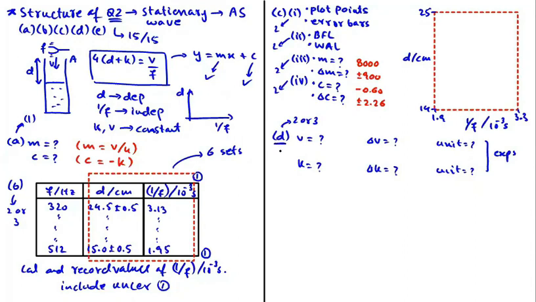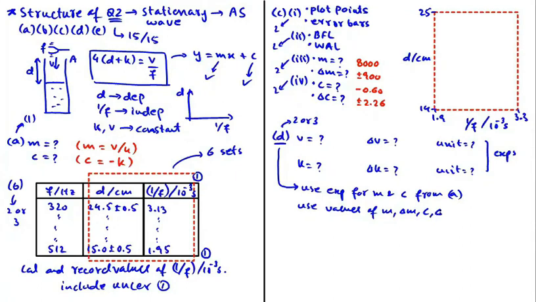Students, you should remember that to determine the expressions for constants in D part, we always use expressions for gradient and y-intercept from part A. And then to be able to determine the values and uncertainties in the constants, we always use the values of gradient, uncertainty in gradient, y-intercept, and uncertainty in y-intercept from C part 3 and 4.